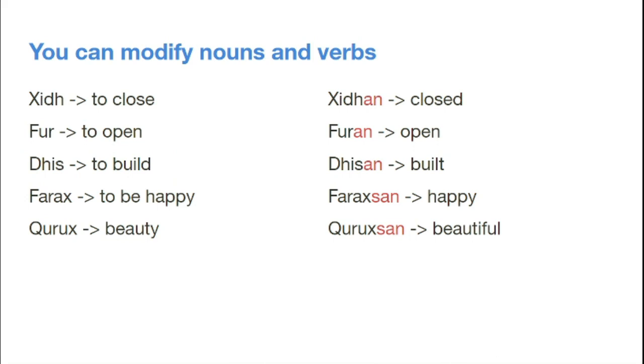You can modify nouns and verbs to become adjectives by adding the suffix "an" or "san" to the end of the word. We have the examples on the left: hid, fur, bud, farah, and quruh, which mean to close, to open, to build, to be happy, and beauty. And to the right, we have hidan, furan, budsan, farahsan, and quruhsan, which mean closed, open, built, happy, and beautiful.